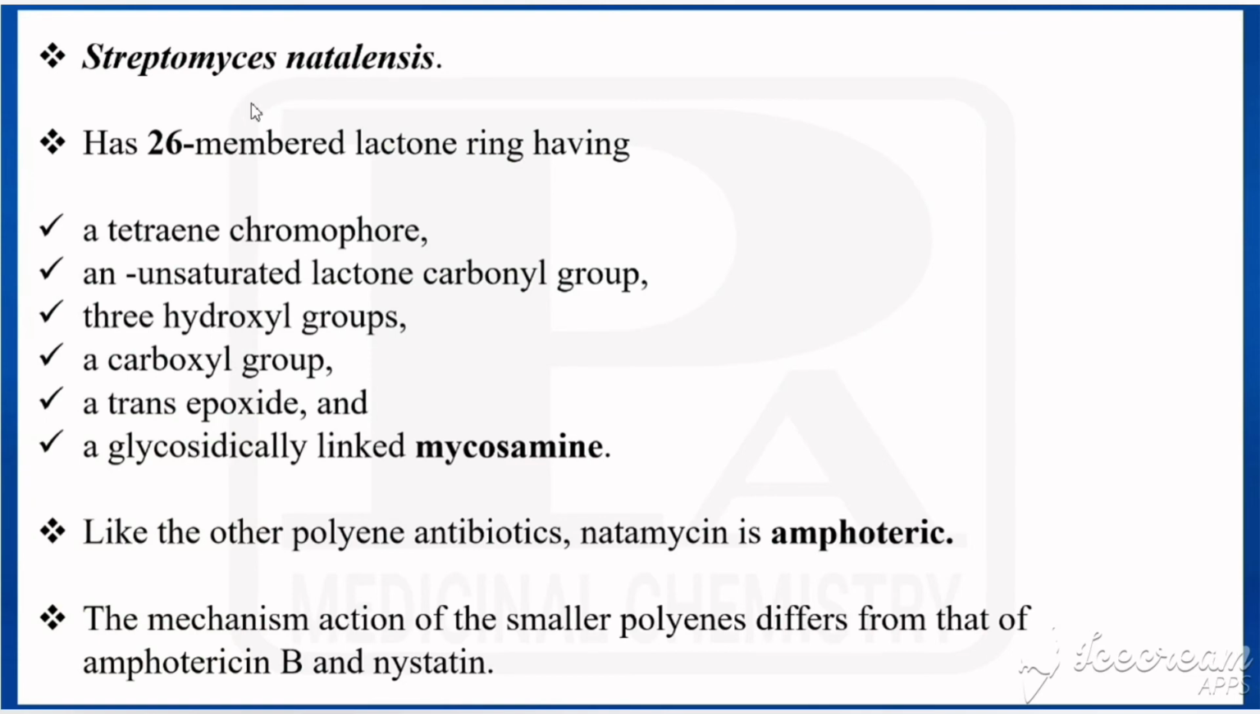This natamycin is obtained from the source Streptomyces natalensis. It is a 26-membered lactone ring, and that is having a tetraene chromophore, that is 4 double bonds, an unsaturated lactone carbonyl group, 3 hydroxyl groups, a carboxyl group, a trans epoxide, and a glycosidically linked mycosamin. So it is having a sugar that can be called mycosamin. Like other polyene antibiotics, this is also amphoteric. The mechanism of action of smaller polyenes differs from that of amphotericin B and nystatin. So it is having some difference in the mechanism of action compared with larger polyenes.